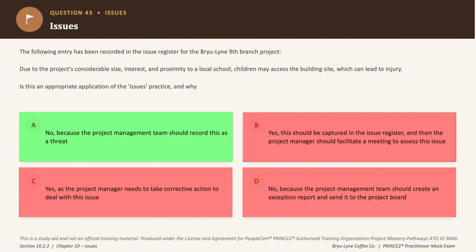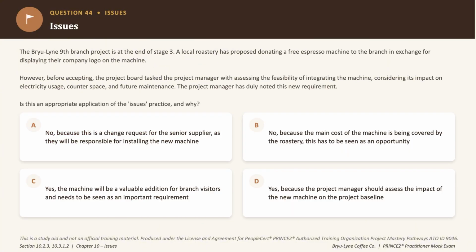So the final question from the issues practice. Now, a local roastery has offered a free espresso machine for the branch in exchange for logo space, and the project board has asked the project manager to assess the feasibility around power, counter space, and maintenance. So the question is, is this an appropriate application of the issues practice and why?